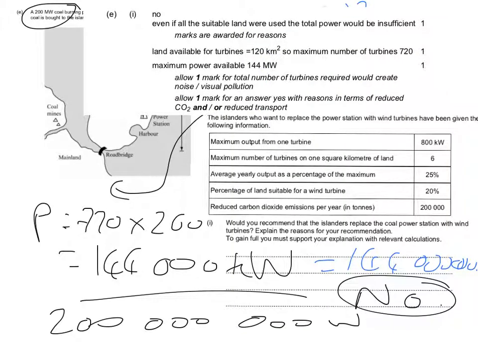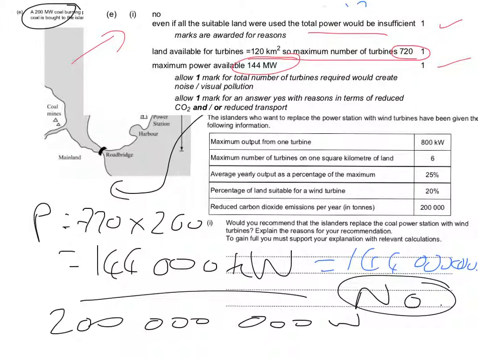If you just turn your attention to the top of the page now, just drop to the mark scheme. So the marks are for saying no to the total power being sufficient, that gets you 1 mark. If you've worked out that you've got 720 wind turbines, that's you 1. If you've worked out the maximum power would be 144 megawatts, or 144,000 kilowatts, or 144 million watts, that's the other one, and that's how you get the 3 marks in total.